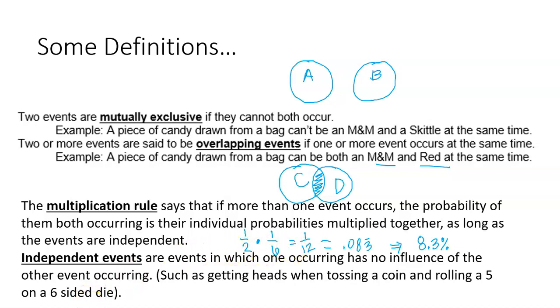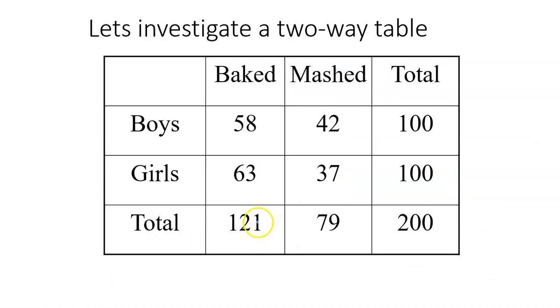Now we're going to look at some two-way tables. A two-way table is just a way to organize data if we have more than one thing going on at a time. This table is comparing the number of boys to the number of girls in a study, as well as whether they prefer to have their potato baked or mashed. So there are two different attributes, gender and how they like their potato. We're comparing it all in one chart altogether.